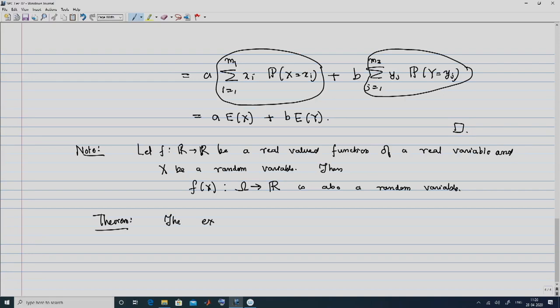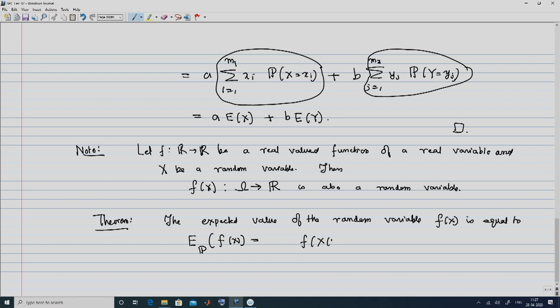So then the expected value of this newly noted random variable f of x is going to be expectation of f of x subscript p as before. We take f of x omega i into p of omega i, and we run this summation from i equal to 1 to n. And as before, if it takes the values x1 through xm, then this is simply going to be f of xi into probability that x equal to xi, and this time i will go from 1 to m. Remember that we had taken the random variable x to take the values x1 through xm.